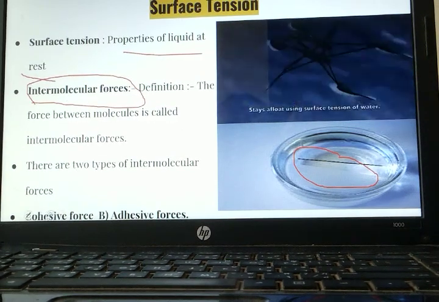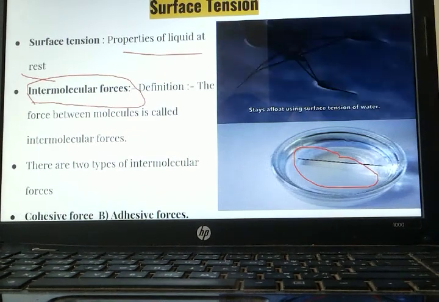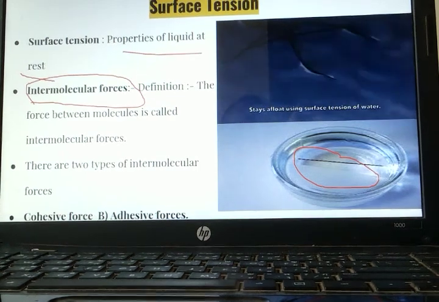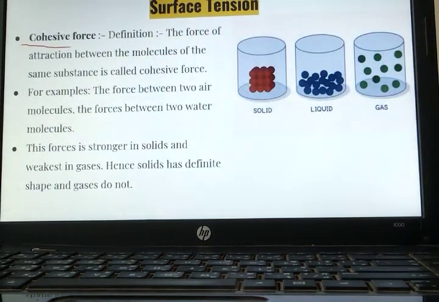Intermolecular forces are basically of two types. One is cohesive force and the other is adhesive force. We will try to understand what cohesive force and adhesive force are. Cohesive means what? The force of attraction between molecules of the same substance.